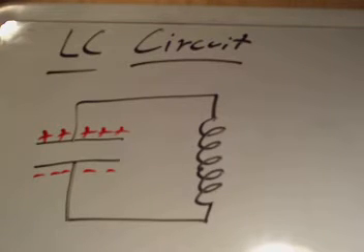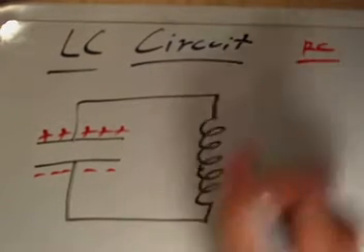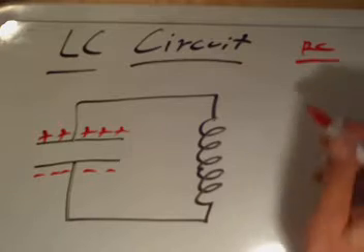In this video here, what we'd like to look at is an LC circuit. And what we mean by LC is a circuit that has an inductor and a capacitor in it. The last time we looked at combinations of electrical elements and circuits, they were RC circuits, where we had resistors and capacitors in a circuit. Well, now we'll look at LC circuits.